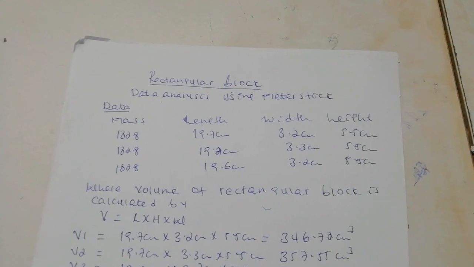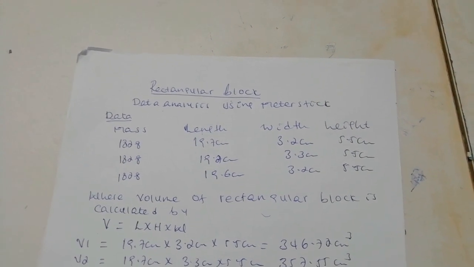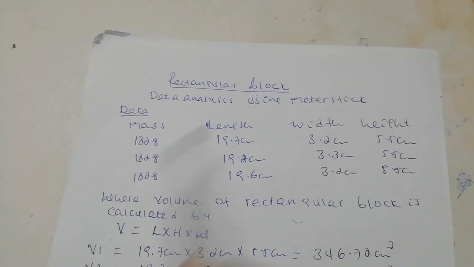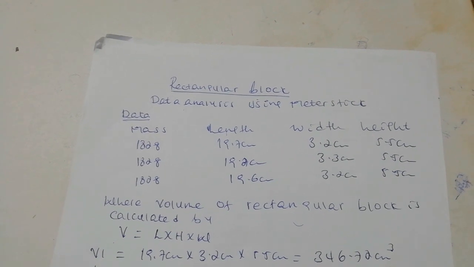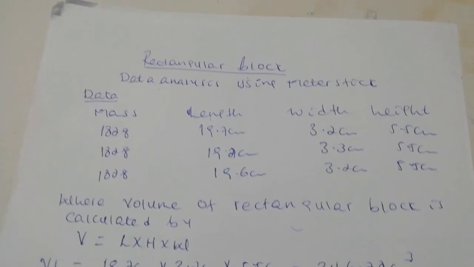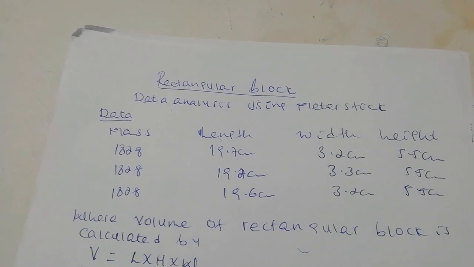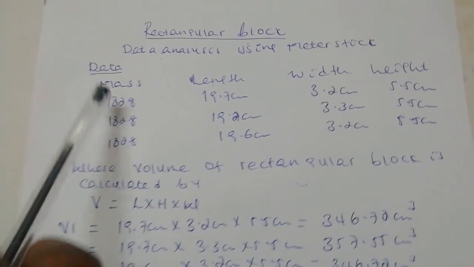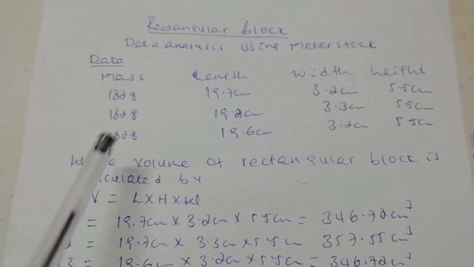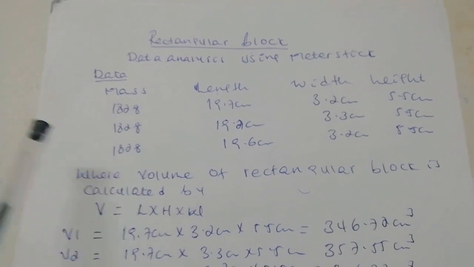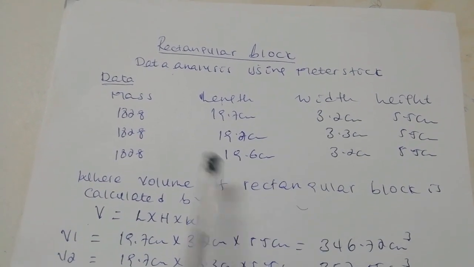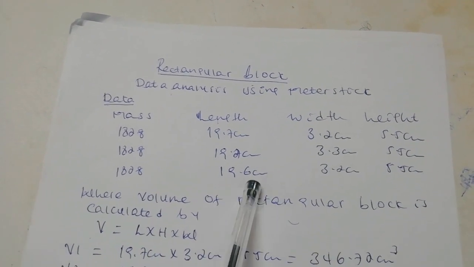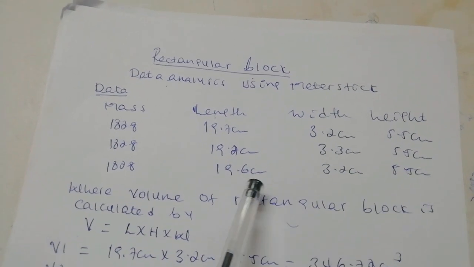When we come to the data analysis part, from the data given, let us see one by one. From the data that we recorded for the rectangular blocks, whether using the meter stick or the vernier caliper, let us analyze the rectangular block using the meter stick. This is the mass that we measured using the beam balance, 182 grams. The length that we measured three times: the first length is around 90.7, the second is also 90.7 centimeters, the third one is 90.6 centimeters. We measured three times.